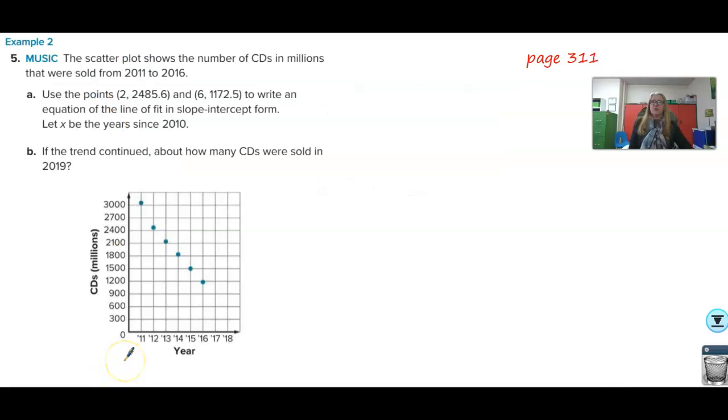Then they're going to ask you to make some predictions here. The scatter plot shows the number of CDs in millions that were sold. I know this is so dated because who buys CDs anymore, right? That were sold from 2011 to 2016.